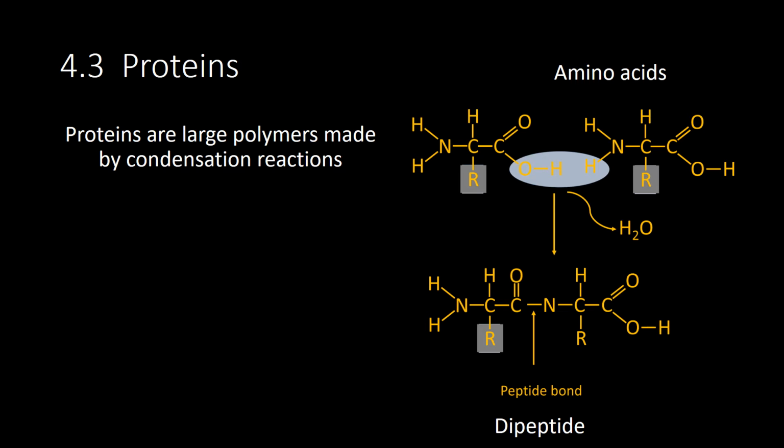And I now have what is called a dipeptide. Di just means 2. Peptide means that I basically have 2 amino acids. And when you get a polypeptide, you have lots and lots of amino acids strung together. Now, if you build a protein by condensation reaction, you break it down by hydrolysis reactions.